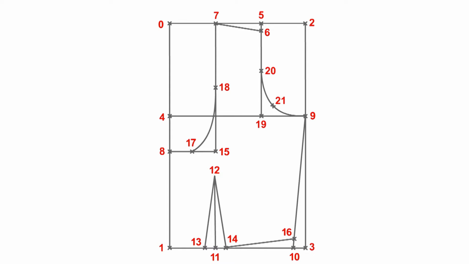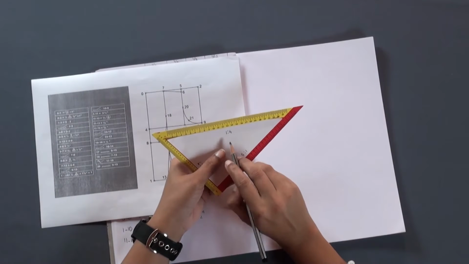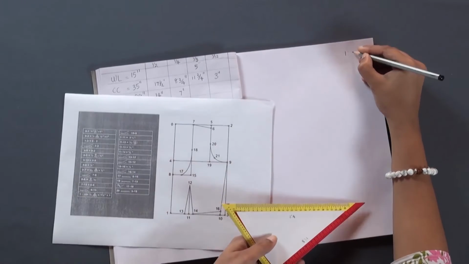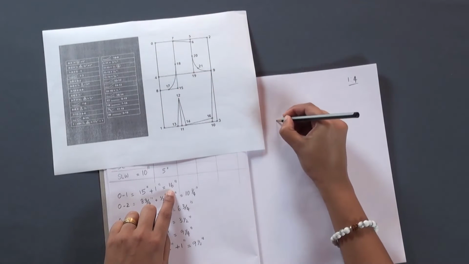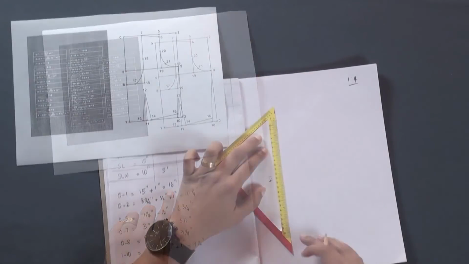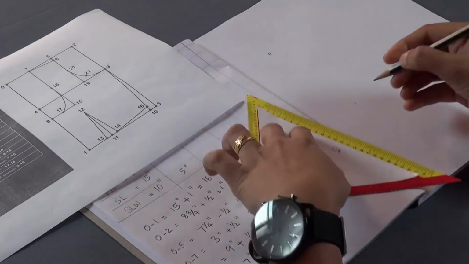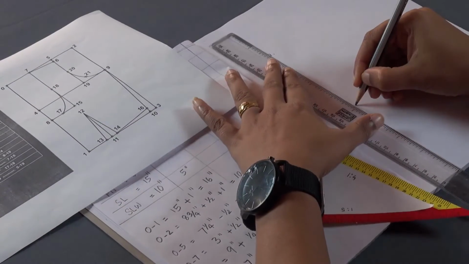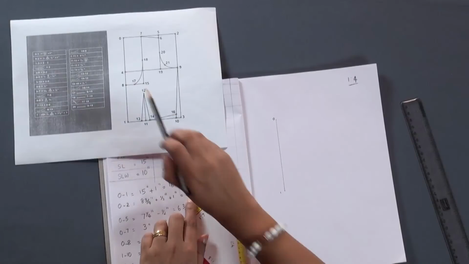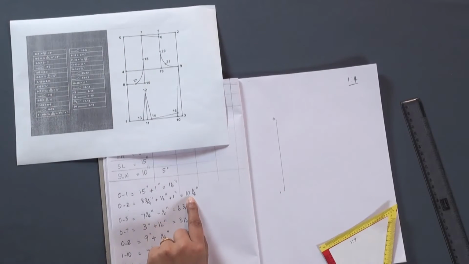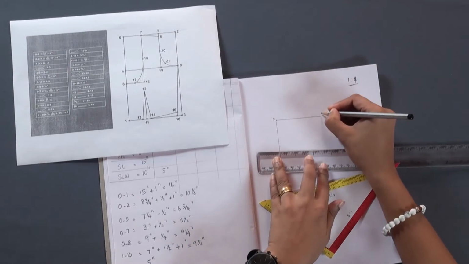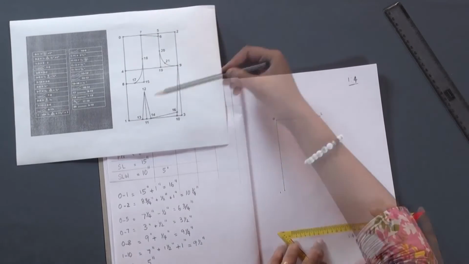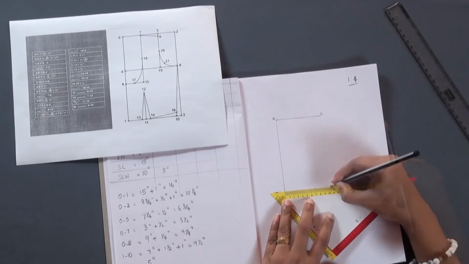The next step is to draw the pattern for the back piece in our notebook using a triangular scale. Here, we are using a 1:4 scale to draw the pattern. As per our drafting instructions, first we will draw the line 0, 1, which we have found out as 16 inches. Now we can draw the line 0, 2, which is 10.25 inches. Construct 1, 3, which is also 10.25 inches.